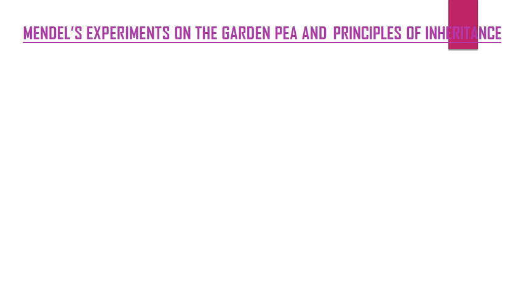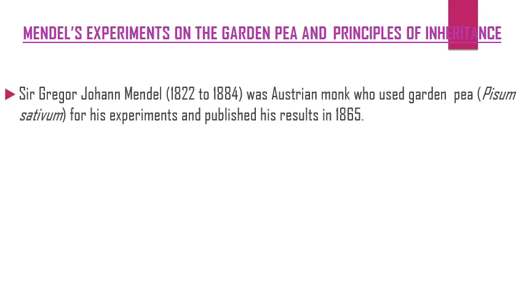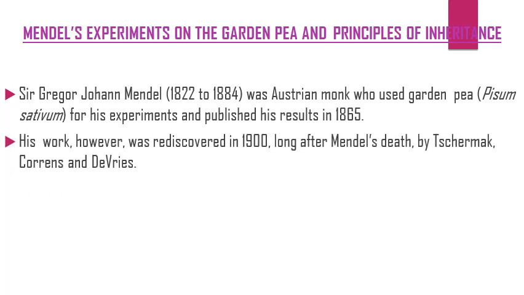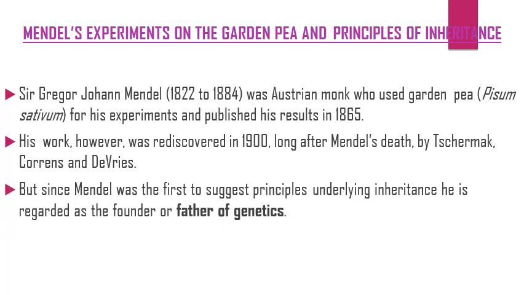So now we start going deeply into Mendel's experiment on the garden pea and principles of inheritance. Sir Gregor John Mendel, 1822 to 1884, was an Austrian monk who used garden pea for his experiment, and he published his result in 1865. His work, however, was rediscovered in 1900, long after Mendel's death, by three scientists, Tschermak, Correns, and De Vries. But since Mendel was the first to suggest principles underlying inheritance, he is regarded as the founder of genetics.